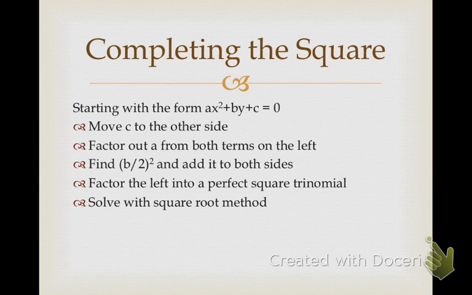Next up is completing the square. You start off with the same form. You move c to the other side. And if you have a leading coefficient a, you factor that out of everything on the left. Then you take b over 2 squared and add it to both sides. When you factor the left-hand side, you should get a perfect square trinomial, which eventually factors into something that looks like this, where this a doesn't necessarily match this a. And then you can solve with the square root method.